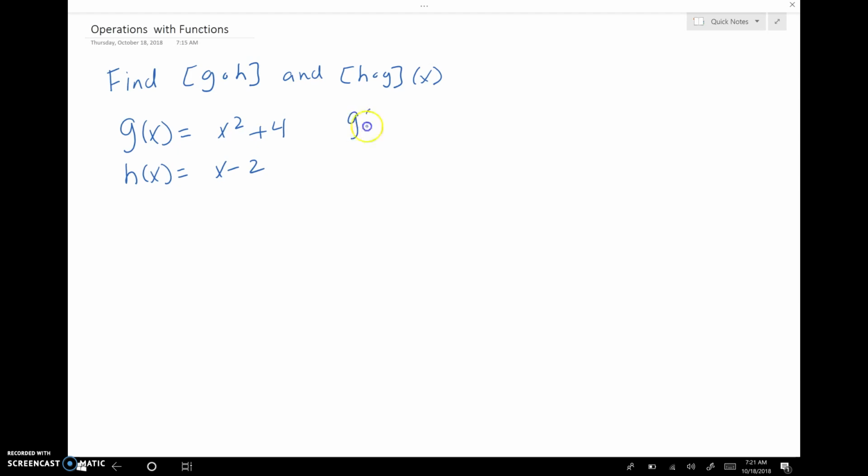We have g of h of x. That means we're going to input the function h of x, which is x minus 2, into g. And you notice we have g, and the input is x minus 2. So we have to look at g and notice, how do we input x minus 2? Well, x is going to be x minus 2. X is going to be to the second power, so therefore we have x minus 2 to the second power, since x minus 2 is the input, plus 4.